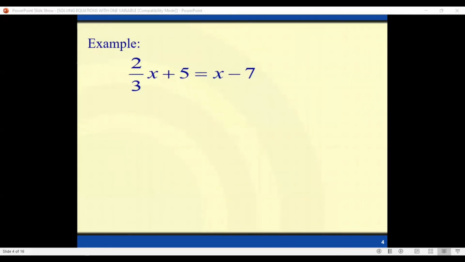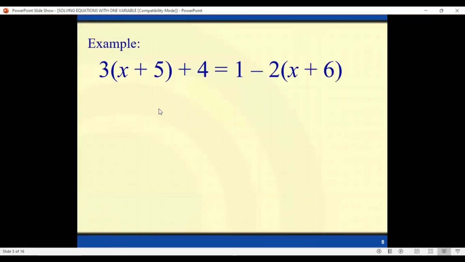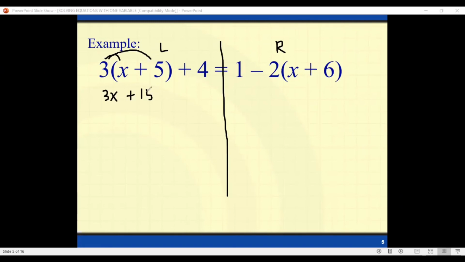Okay, let's have another one. This is a little complicated because there are certain things to be done on both sides of your equation. So let's do this. We have, again, to separate the left-hand side and the right-hand side. So the thing here is we need to solve first the left-hand side so that it will be simplified. So 3 times x, simply you have 3x. And then 3 times 5, that becomes plus 15. And then there is plus 4. So we just copy that.